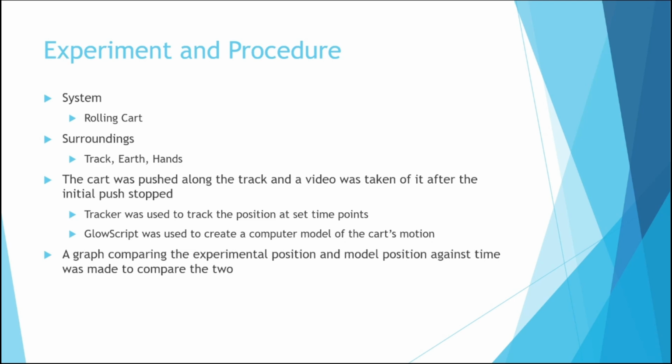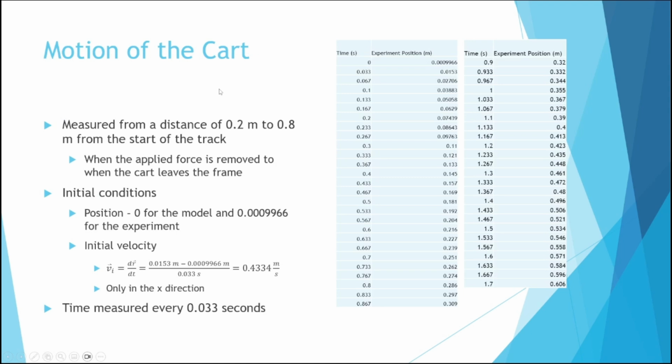A graph comparing the experimental position found with Tracker and the model position using GlowScript was made to compare the two. The motion of the cart was measured from a distance of 0.2 meters to 0.8 meters from the start of the track because this is when the applied force was first removed after the push to when the cart leaves the frame.